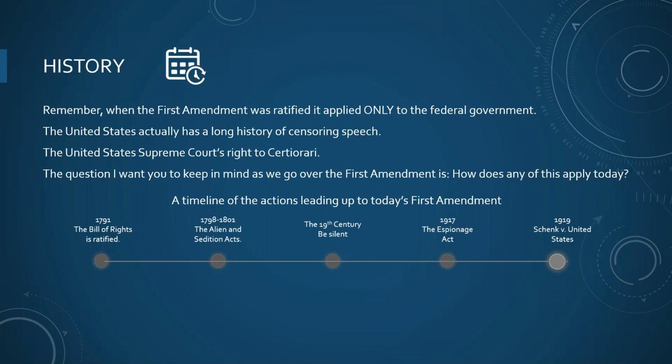And then you have to understand that the United States actually has a long history of censoring speech. So from 1798 to 1801, they had the Alien and Sedition Acts. This act basically made it illegal to say anything negative about the president, his cabinet, individuals like that. Interestingly enough, the vice president was not included in this. Does anybody know why? Why wouldn't they include the vice president at this time? Well, how was the vice president chosen at that time?